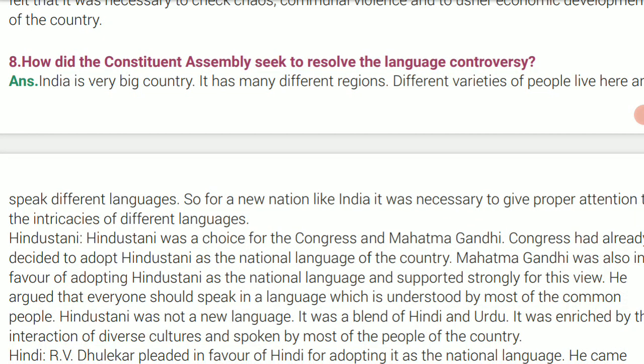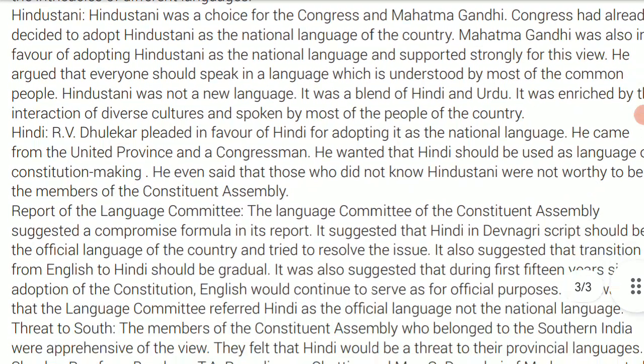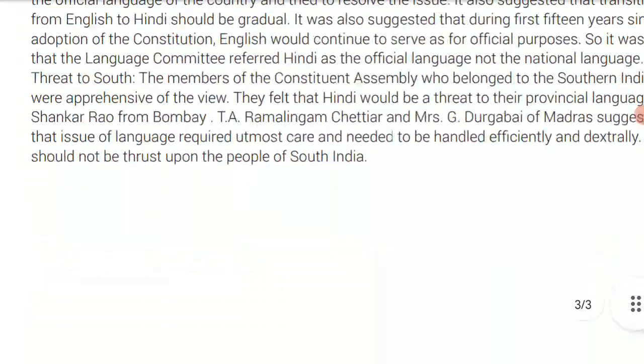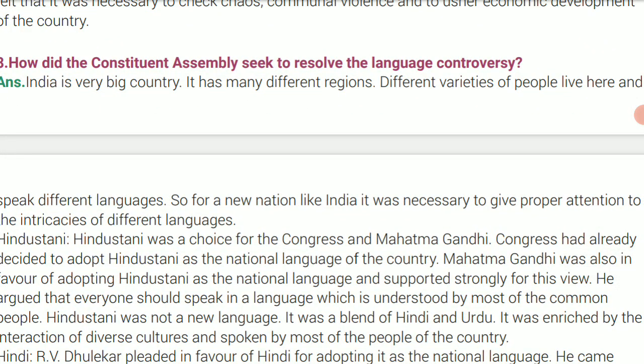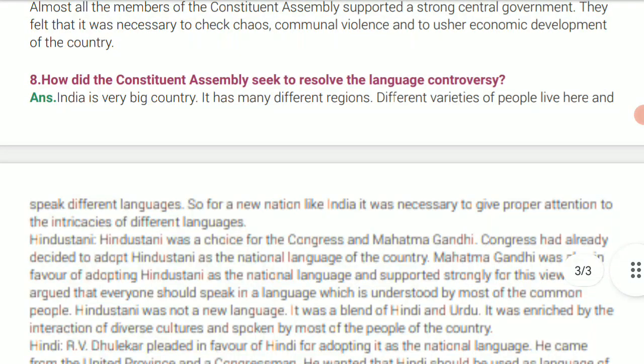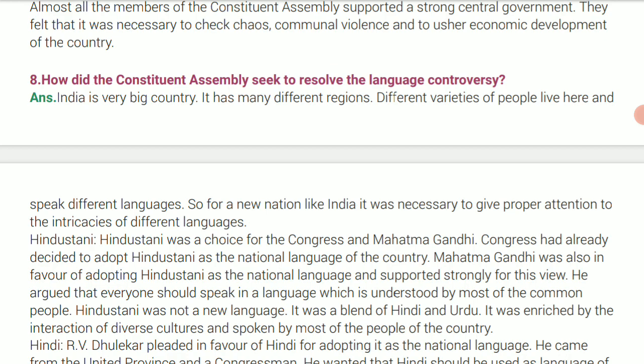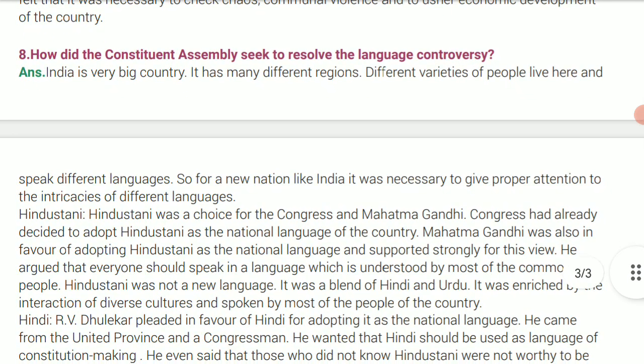Now talking about question 8, how did the Constituent Assembly seek to resolve the language controversy? The language controversy was very big at that time and it is very important. India is a very big country, and at that time also there were large sections based on language, groups and provincial states. It has many different regions, and different varieties of people live here and speak different languages. So for a new nation like India, it was necessary to give proper attention to the interests of different languages.